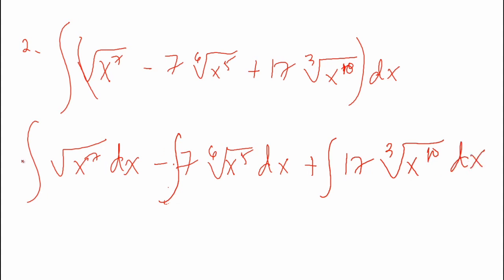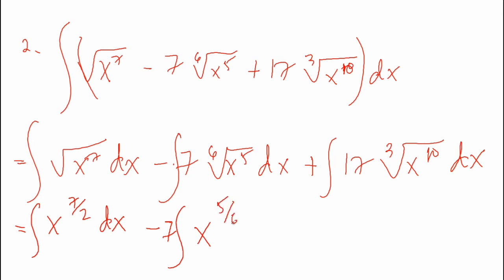Now you can integrate each function. The first is x raised to 7 over 2, dx. We can rewrite the second as well: we put 7 on the left side of the integral sign, and the sixth root of x raised to 5 we rewrite as x raised to 5 over 6, dx. Then plus 17, put it on the left side of the integral sign, x raised to 10 over 3, dx. Now let's go to the next page and we can integrate.